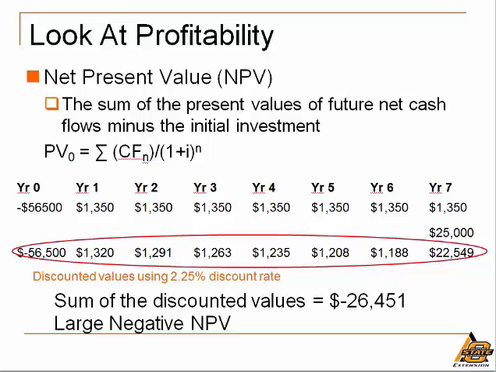Here you can see that the $1,350 net cash flow from year 1 is discounted to a present value of $1,320, for example. The longer the time into the future that the cash flow occurs, the more it is discounted, which makes perfect sense. For example, the $1,350 net cash flow from year 6 is worth only about $1,188 in today's dollars. Finally, in year 7, we have both the $1,350 net operating cash flow and the $25,000 salvage value to discount.